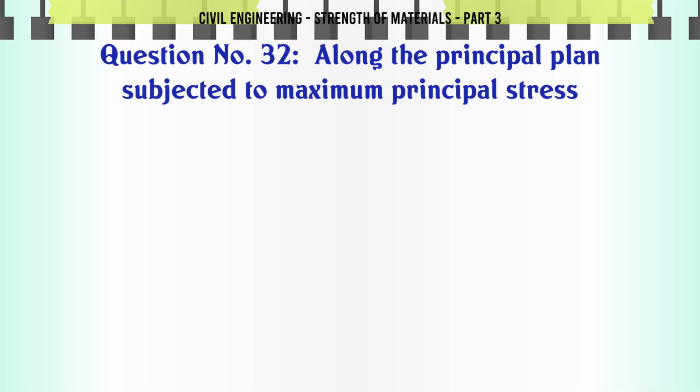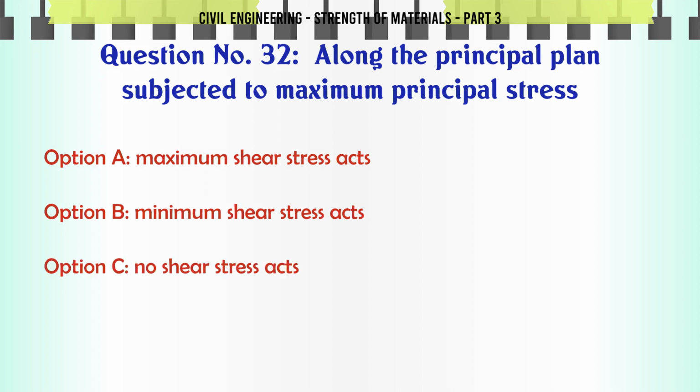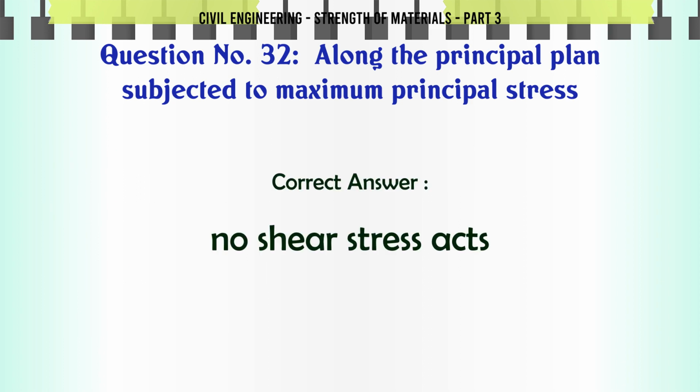Along the principal plane subjected to maximum principal stress: A. maximum shear stress acts, B. minimum shear stress acts, C. no shear stress acts, D. none of these. The correct answer is no shear stress acts.